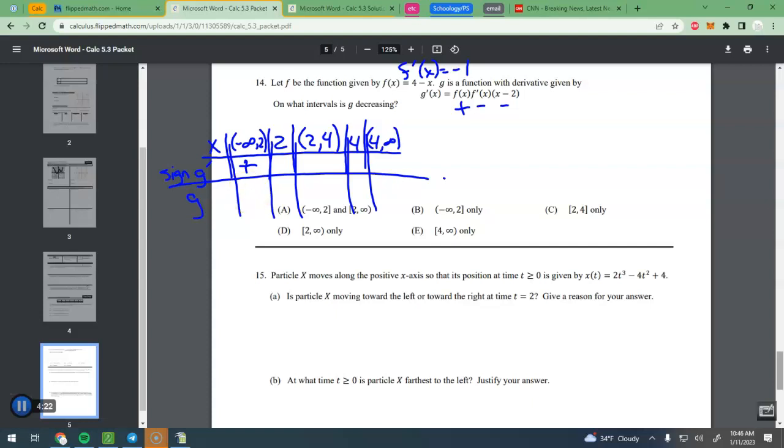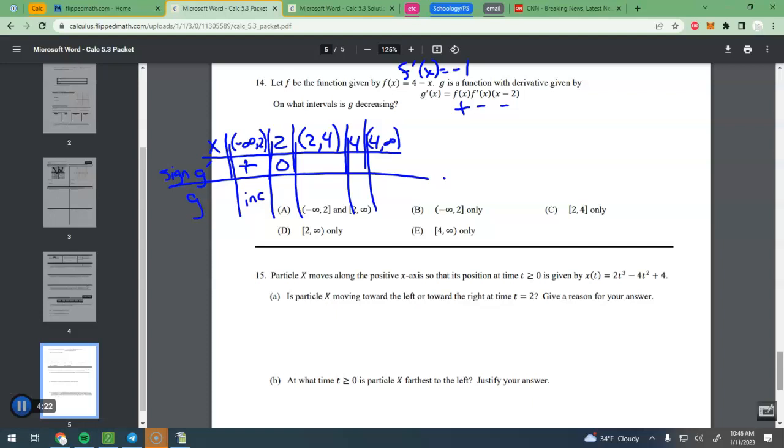Increasing, sorry. I was so focused on it. Does that make sense, what I'm doing to get it? Okay. And yeah, positive is increasing, my bad. At 2, the sign of g prime is 0, and then g is just flat, we don't know.